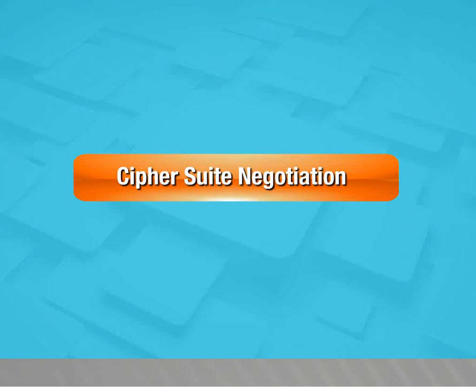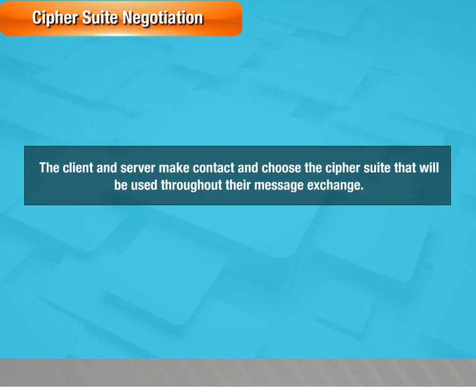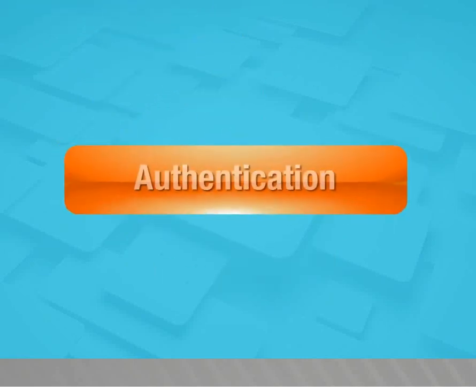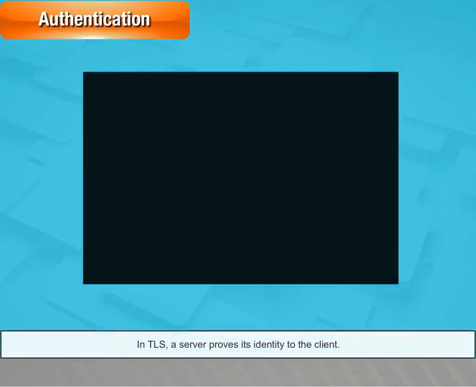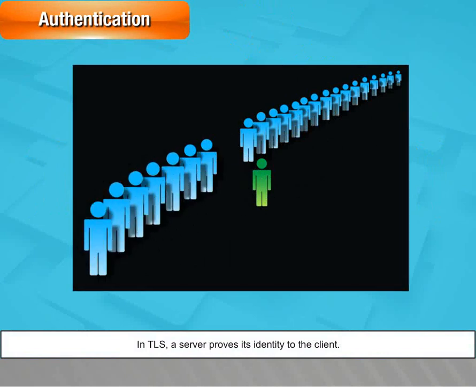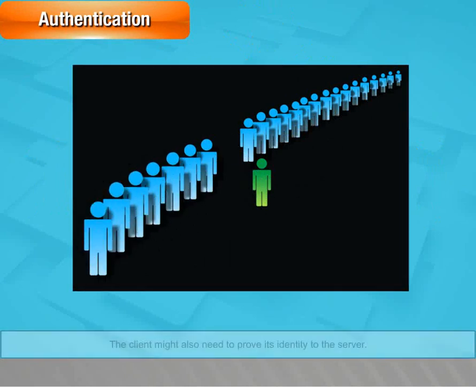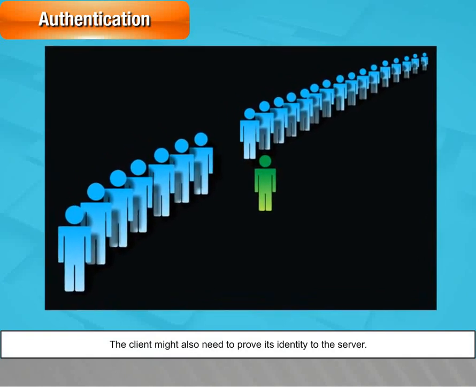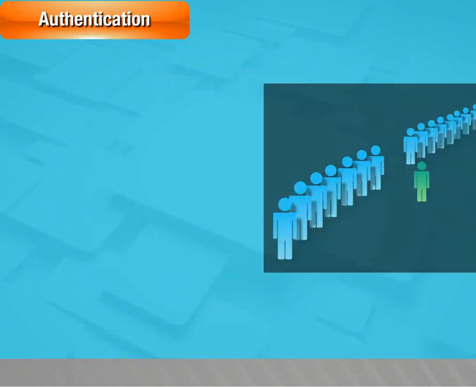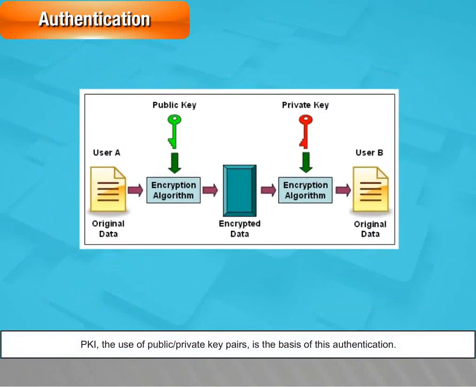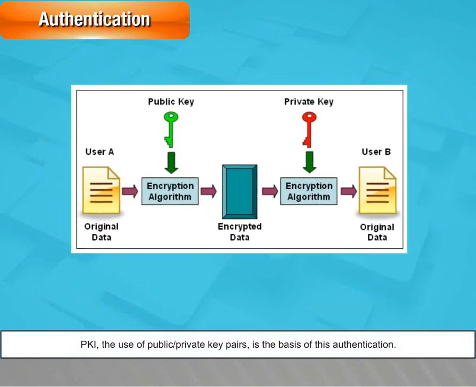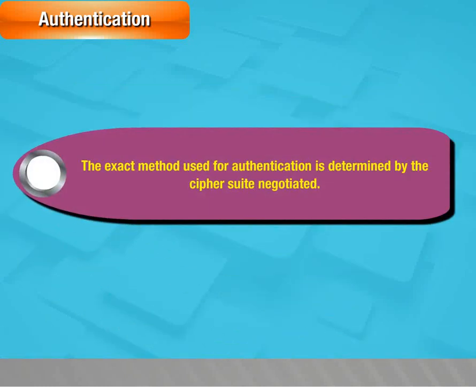Cipher suite negotiation. The client and server make contact and choose the cipher suite that will be used throughout their message exchange. Authentication. In TLS, a server proves its identity to the client. The client might also need to prove its identity to the server. PKI, the use of public-private key pairs, is the basis of this authentication. The exact method used for authentication is determined by the cipher suite negotiated.